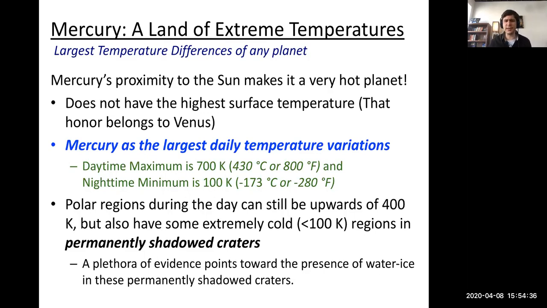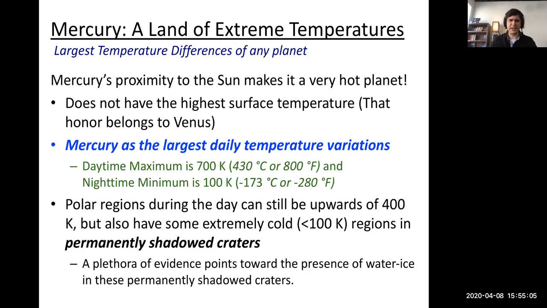The polar regions are pretty interesting as well. Typically the polar regions in daytime can get pretty hot. It has hot poles at about 400 Kelvin. However, there are some very, very extremely cold regions, less than 100 Kelvin, that persist at the poles of Mercury, because Mercury has permanently shadowed craters. It has almost no axial tilt, just like the moon. So it has permanently shadowed craters at the poles.